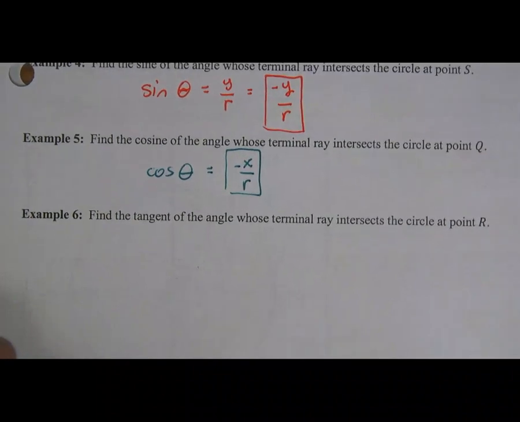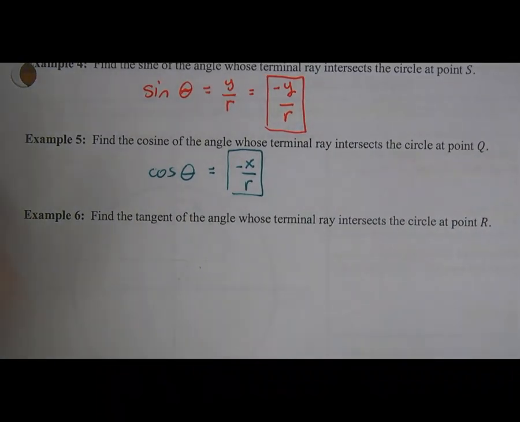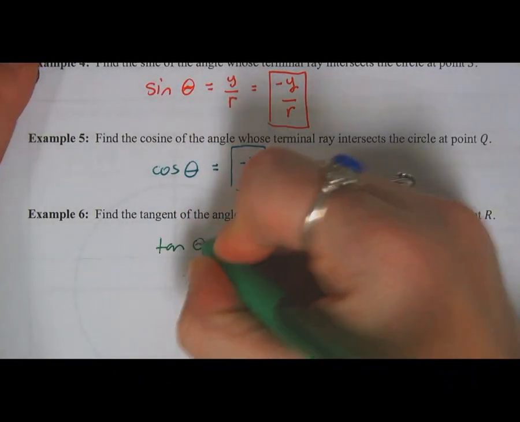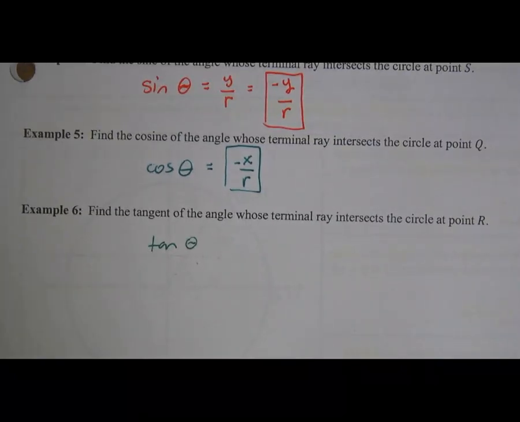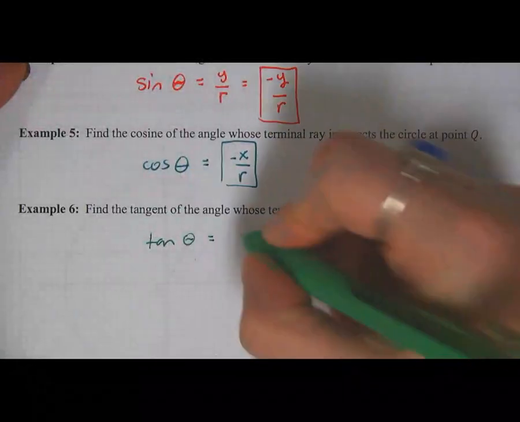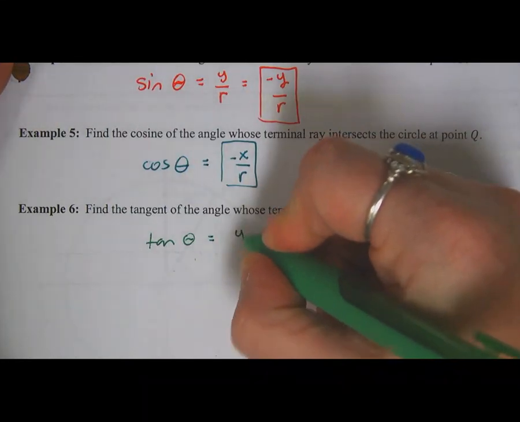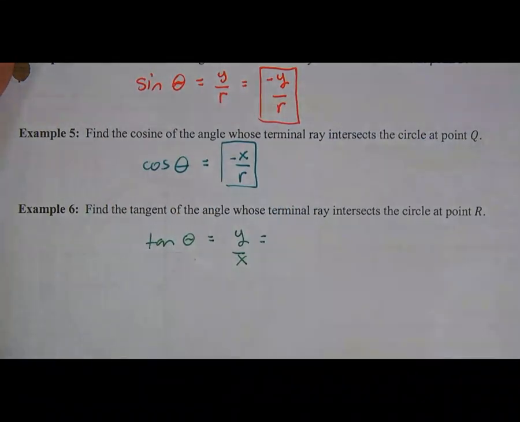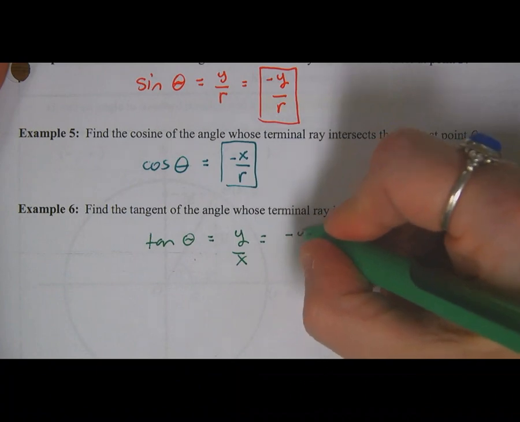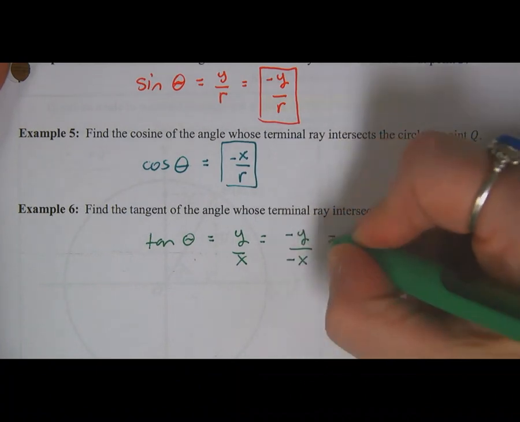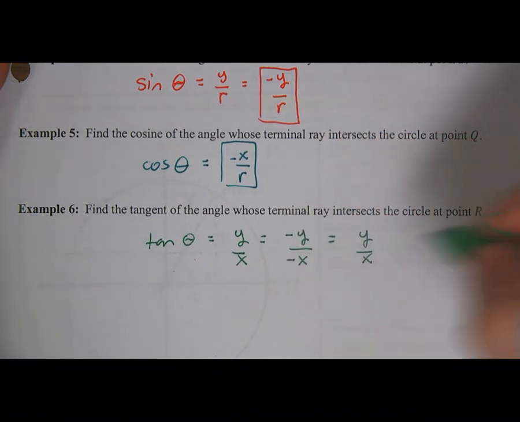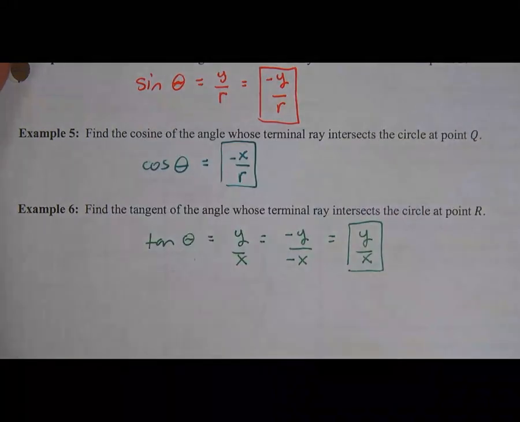Oops, I guess it's technically not the last page of notes. Find the tangent of the angle whose terminal ray intersects the circle at point R. So we only care about point R, and tangent is y over x. Well, point R is negative y over negative x, which is positive. Negative over negative is positive, y over x.